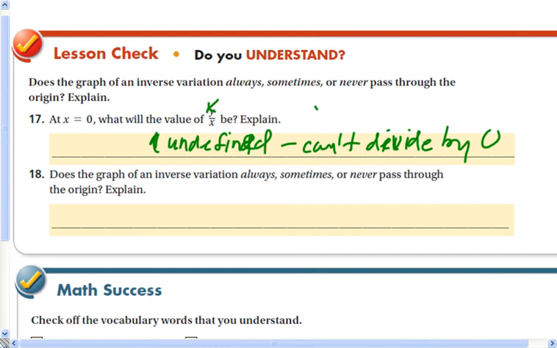Okay, so does the graph of an inverse variation always, sometimes, or never pass through the origin? It never passes through the origin because the value is undefined. All right, that's the lesson.